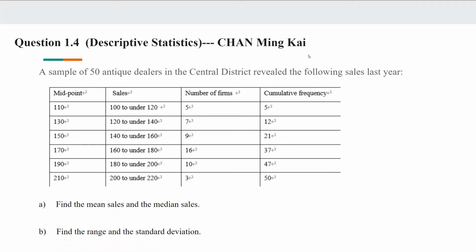My name is Chen Mingkai. I will talk about question 1.4. Let's first talk about part A.